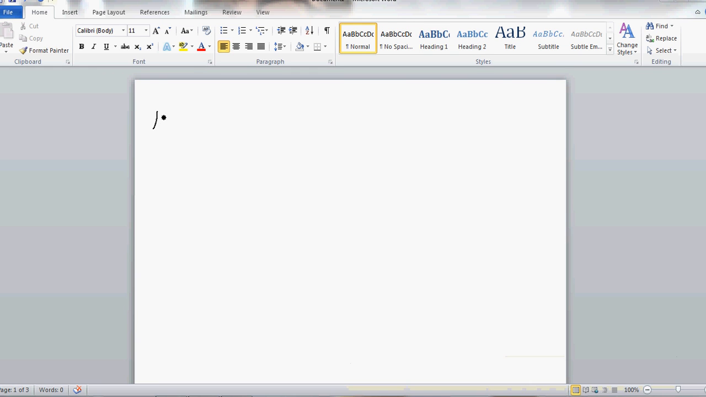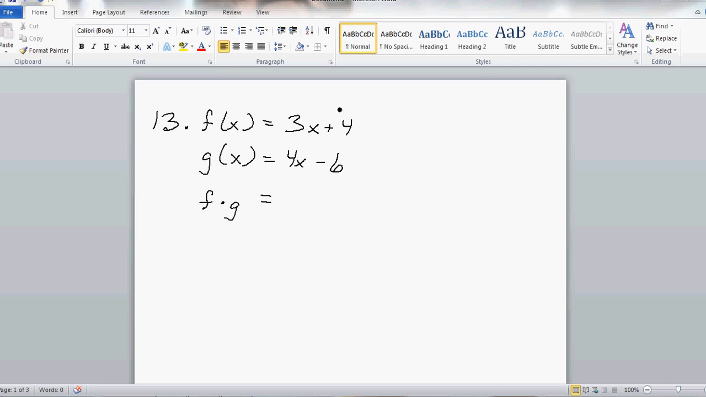We're looking at example number 13. We are told f of x is equal to 3x plus 4, and g of x is equal to 4x minus 6. And we are specifically asked, what is f times g? Well, that simply means take this and multiply by this. And whenever you are putting these in, get into the habit of putting the whole function inside a set of parentheses, because that will play havoc with some of you.